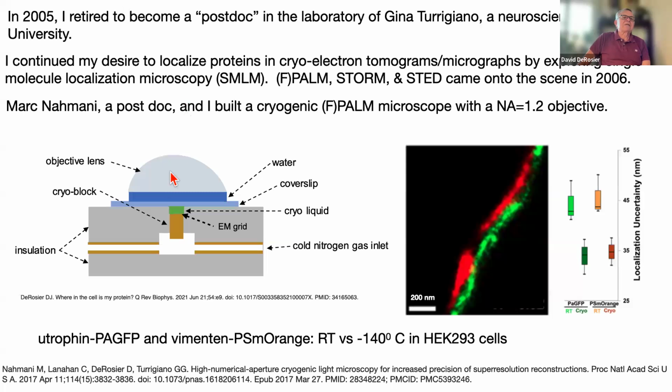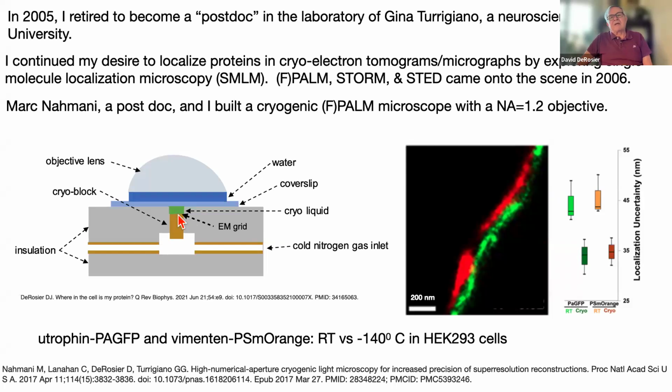objective. And here's the objective lens, and here's water. Now it's flowing water because otherwise the water would freeze. So you have to flow it past. And then there's a cover slip, and then there's a cryoliquid. This is a liquid that is liquid at minus 140 and doesn't boil until quite a high temperature. So it remains liquid over a large range. And then you have a cryo block and of course cold nitrogen gas to cool it. And the EM grid sits right here at this junction.